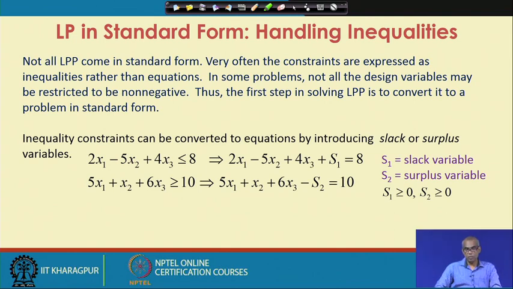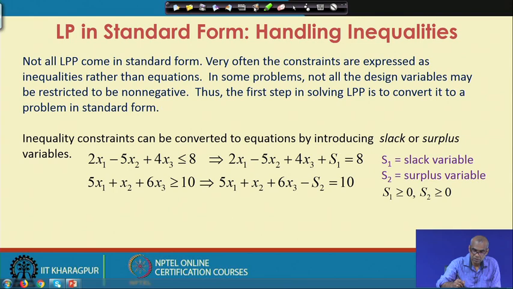Inequality constraints can be converted to equations by introducing slack or surplus variables. Suppose I have a linear programming problem where I have inequality constraints. The inequality constraint may be less or equal to type or greater or equal to type. So, I have to convert this less or equal to type inequality constraint or greater or equal to type inequality constraint to equations, and that I can do by introducing slack or surplus variables.